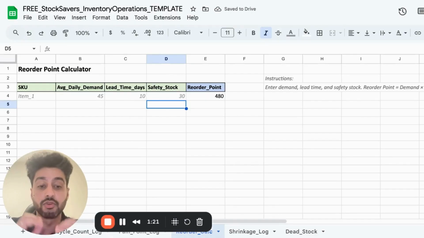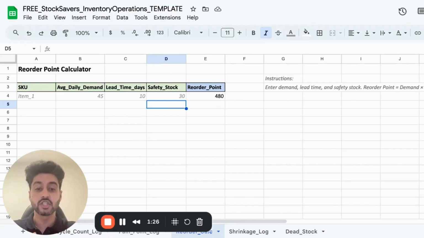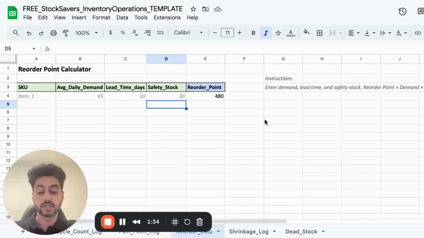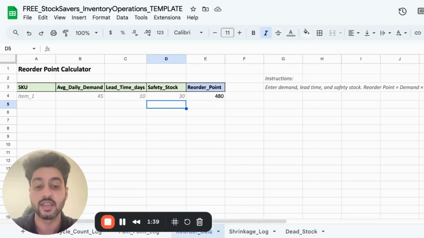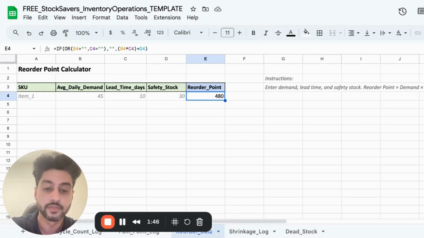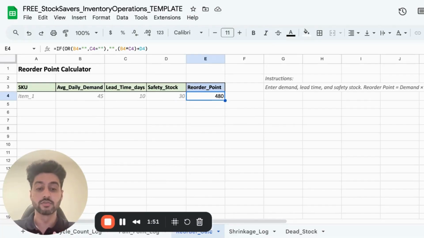So the next step is to review the auto-calculated reorder point. This spreadsheet is going to instantly calculate your reorder point using the formula on the right-hand side here. Reorder point is equal to the daily demand times the lead time plus your safety stock. This is the exact level where you should trigger a new purchase order. So whenever your inventory hits this reorder point, that's your signal to order more stock. So no more guessing, no more last minute rush orders.